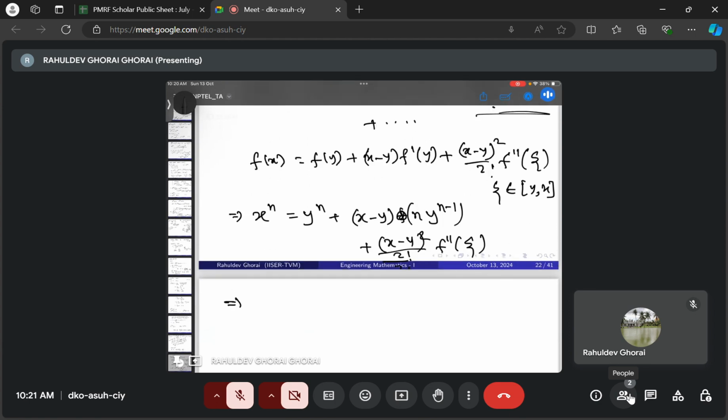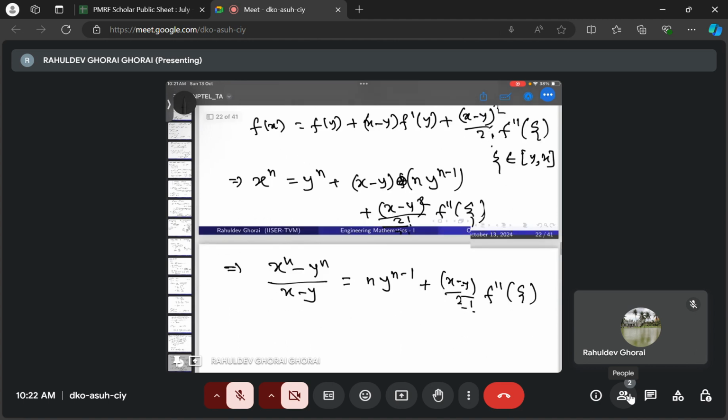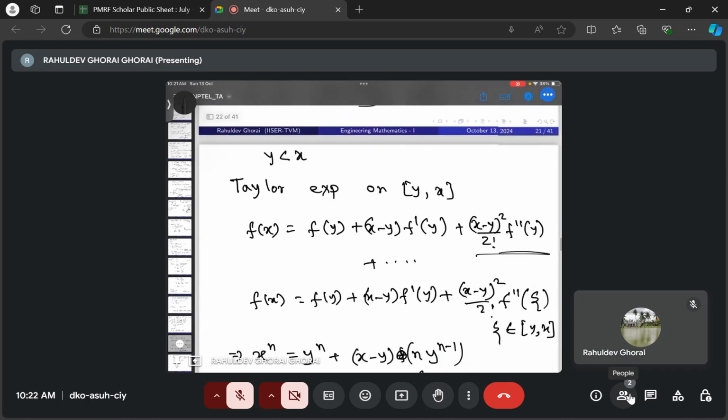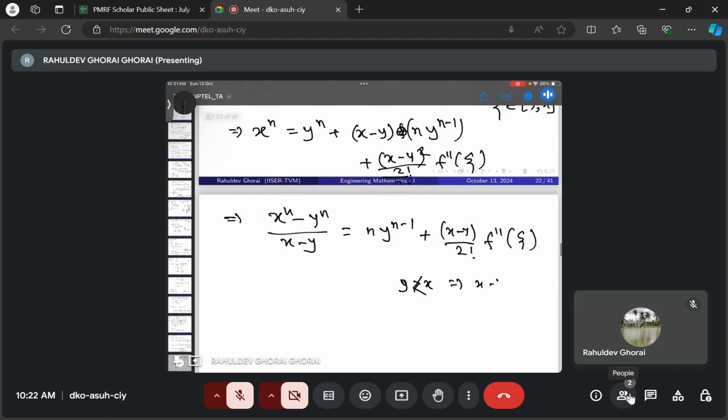So that implies (x to the power n minus y to the power n) over (x minus y) will be equal to n y to the power n minus 1 plus (x minus y) over 2 factorial times f double prime (xi). So what is x minus y? Y is less than x, so that implies x minus y will be positive.